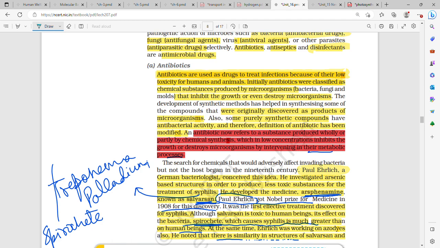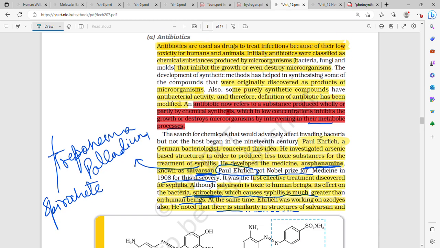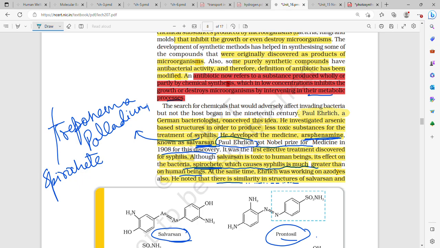Antibiotics are used to treat infections because of their low toxicity for humans and animals. Initially, antibiotics were classified as chemical substances produced by microorganisms which inhibit growth or destroy them. But later on, we developed synthetic antibiotics, and the definition changed. Now an antibiotic refers to a substance produced wholly or partly by chemical synthesis, which in low concentration inhibits the growth of or destroys microorganisms, by intervening in their metabolic processes.